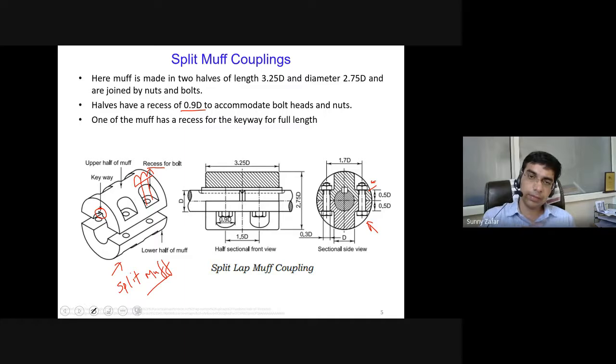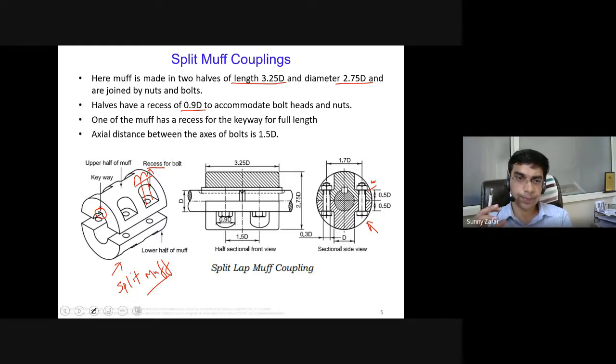So the half length of the muff is basically taken into consideration. Sorry, the two halves of the length of the muff is 3.25d and diameter is 2.7. So slightly what you will observe, the muff is slightly of the bigger size compared to the solid muff, and the diameter is also enlarged. And another important consideration is the distance between the two bolts. It is 1.5d.